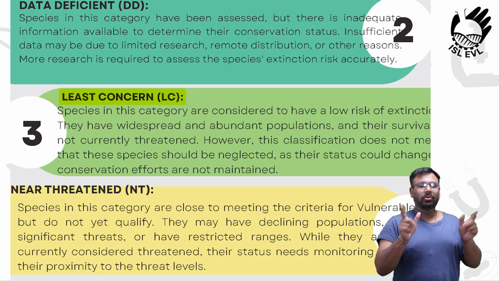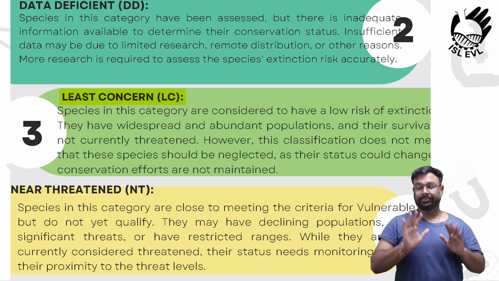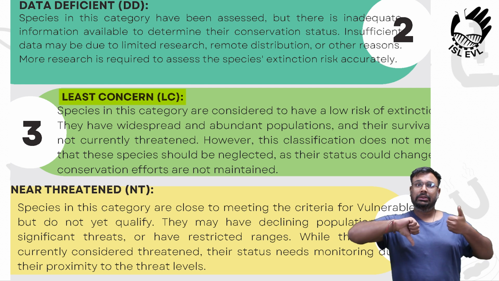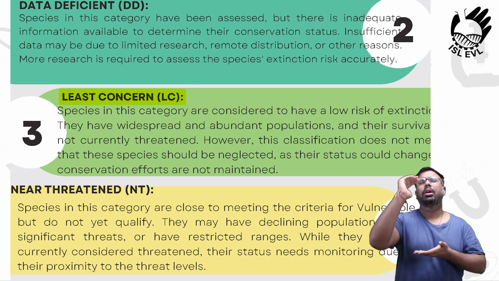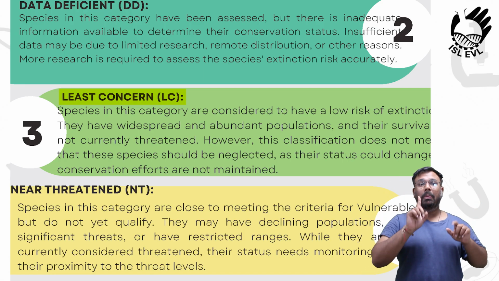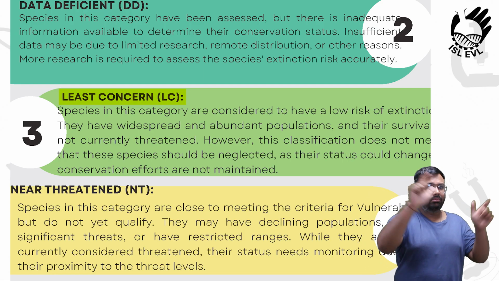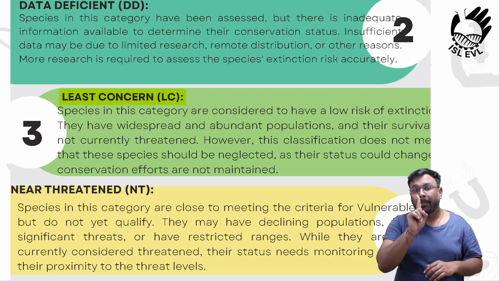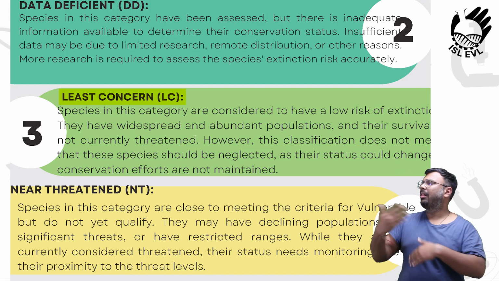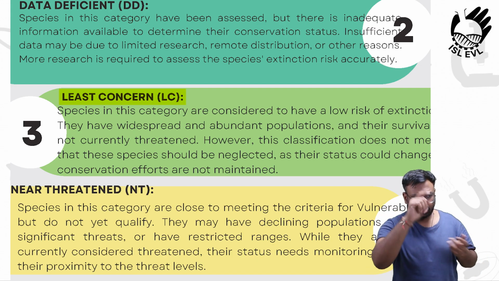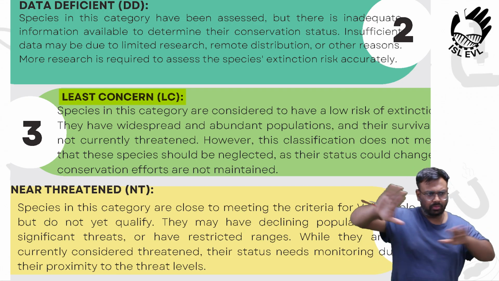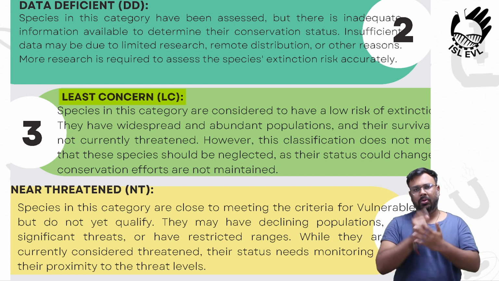Least Concern, LC. Species in this category are considered to have a low risk of extinction. They have widespread and abundant populations, and their survival is not currently threatened. However, this classification does not mean that these species should be neglected, as their status could change if conservation efforts are not maintained.